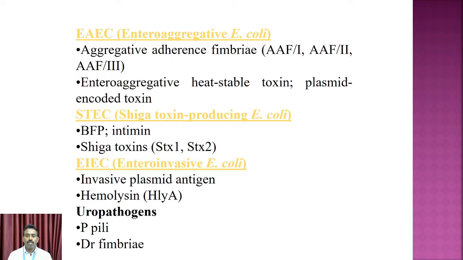The Shiga toxin producing E. coli, STEC, has bundle forming pili and intimin. The Shiga toxins 1 and 2 are produced. And next one, invasive E. coli, has invasion plasmid antigen and hemolysin formation. So next, uropathogenic E. coli has P pili and Dr fimbriae formation.